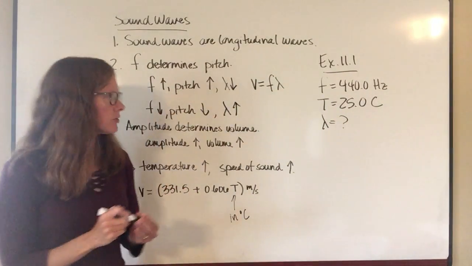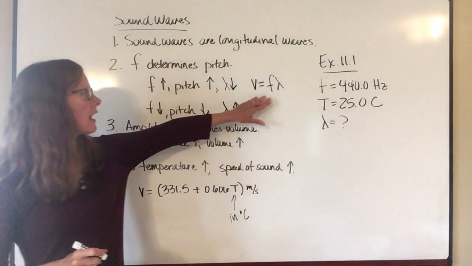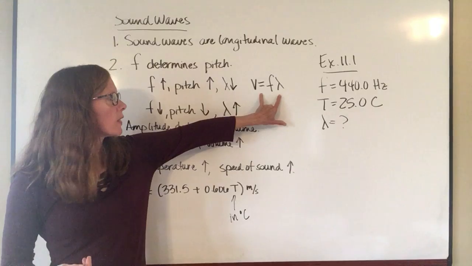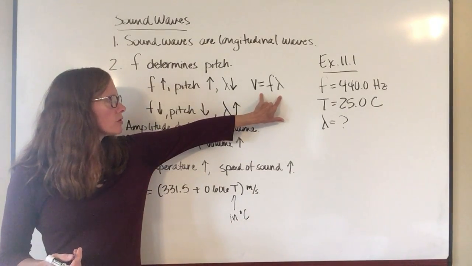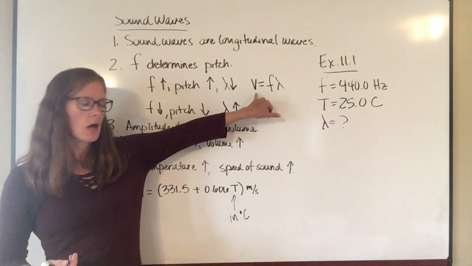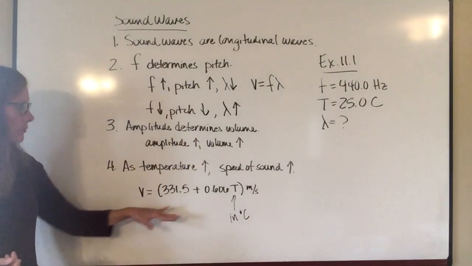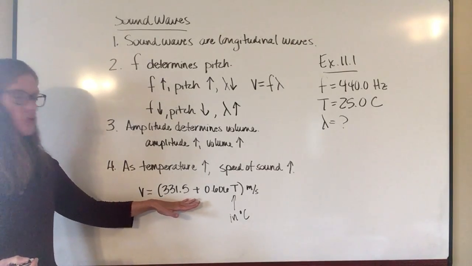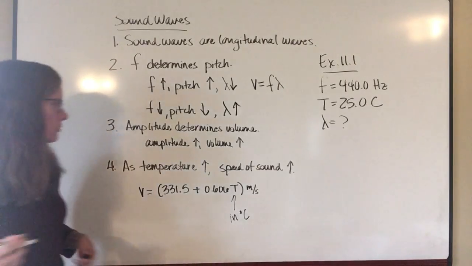Well, in order to find the wavelength, I'm going to have to use velocity equals frequency times wavelength. That's the only equation I know that's got wavelength in it. But in order to do that, I'm also going to have to find out what the velocity is. The velocity can be found from this equation down here. So this is the equation I will use first to find out the velocity of my sound wave.